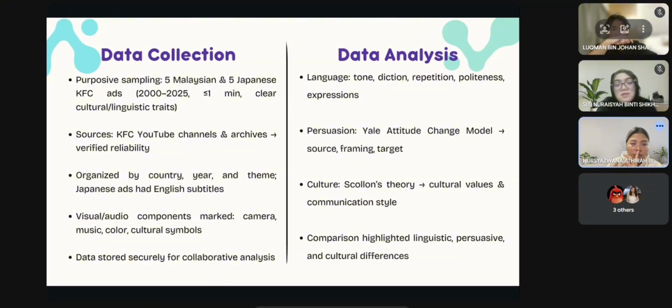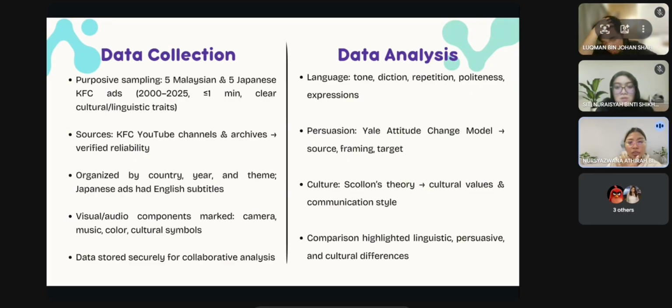And also, we then carried out transcription. We extracted all the verbal elements from each advertisement and also included spontaneous conversation, narrative, voiceover, slogans, taglines, and any written text displayed on screen. And as for the Japanese advertisements, we added English subtitles to prevent misinterpretation, as this step was crucial for ensuring accuracy and consistency across both countries.